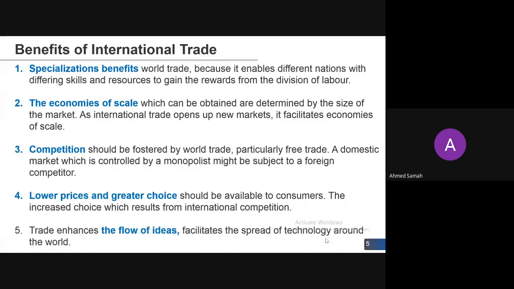Then it will also enable the flow of ideas and also facilitate the spread of technology around the world. So this is something very important. Through trade, ideas and technological power can spread between countries. This will enable every country to actually move forward in terms of their economic growth as well.